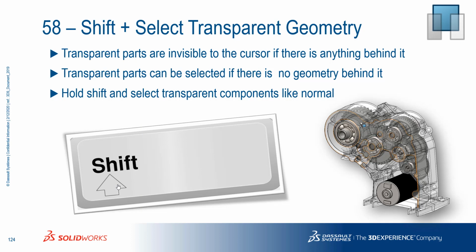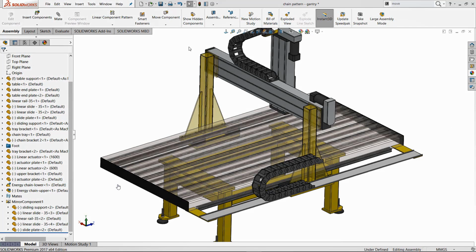Now you have components that are transparent. How do you pick them, right? Transparent geometry is not selectable. You have to hold the shift key to be able to pick it, right? So here's how we can do that.